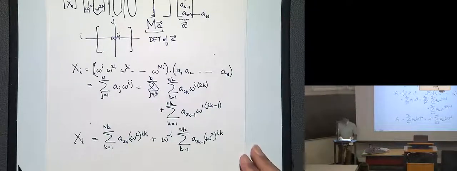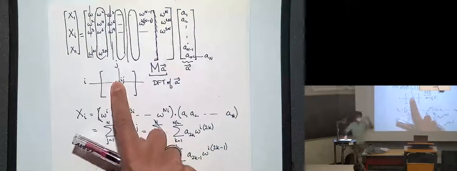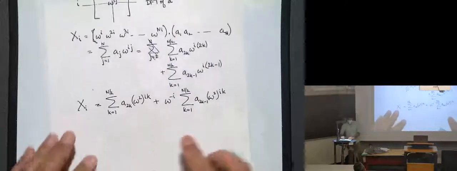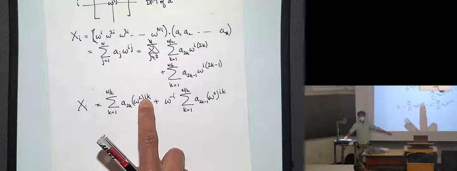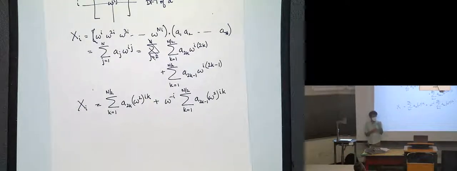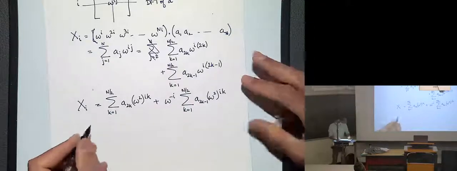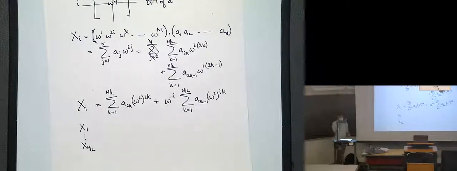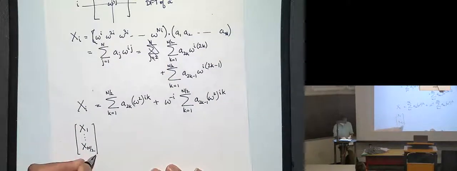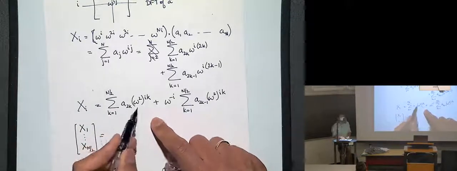Except it's not really like the DFT because in this matrix, i has to go from 1 to n, j has to go from 1 to n. But here, k is going from 1 to n over 2, and i is going from 1 to n. But if I just went up to n over 2, then this thing looks like actually the Fourier transform. So suppose I look at x1 up to x n over 2, just this part here. Then I look at all of these numbers.